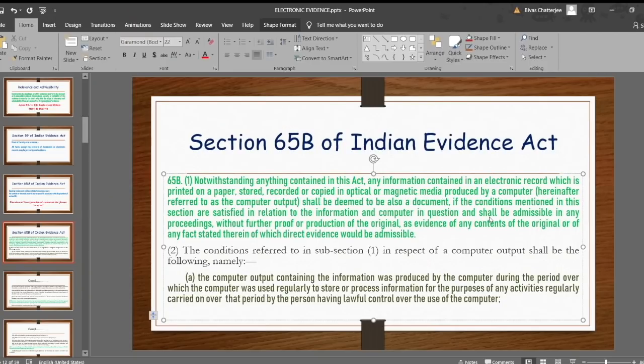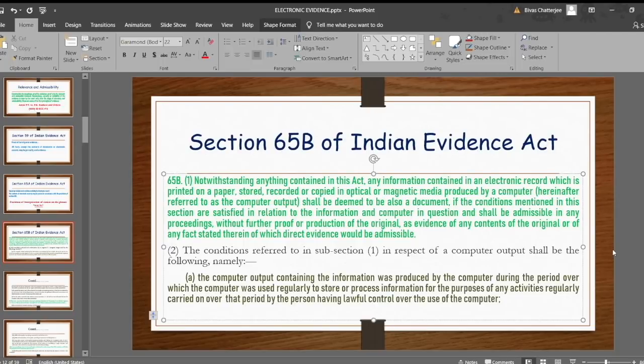What is there in section 65B of the Indian Evidence Act? Section 65B has a lot of subsections. As per subsection 1, notwithstanding anything contained in this Act, any information contained in an electronic record which is printed on paper, stored, recorded or copied in optical or magnetic media produced by a computer, hereinafter referred to as a computer output, shall be deemed to be also a document if the conditions mentioned in this section are satisfied in relation to the information and computer in question, and shall be admissible in any proceedings without further proof or production of the original, as evidence of any content of the original or of any facts stated therein of which direct evidence would be admissible.